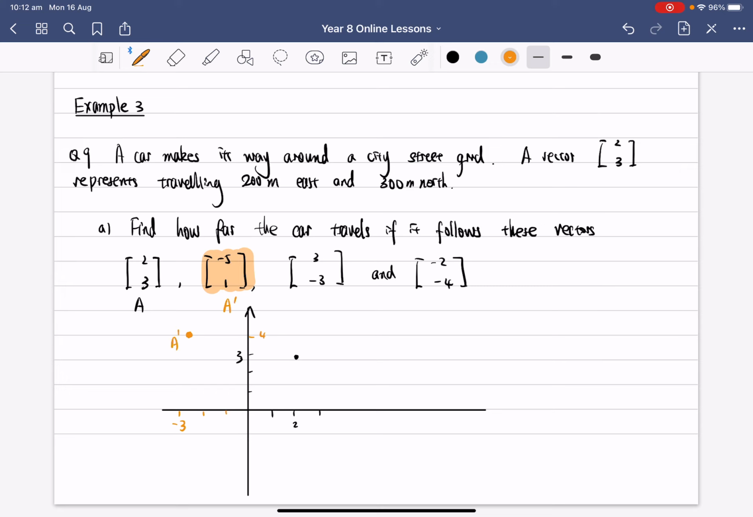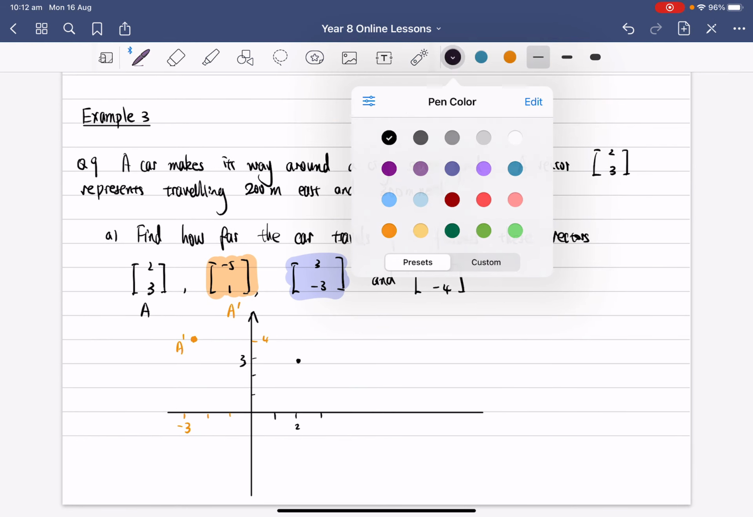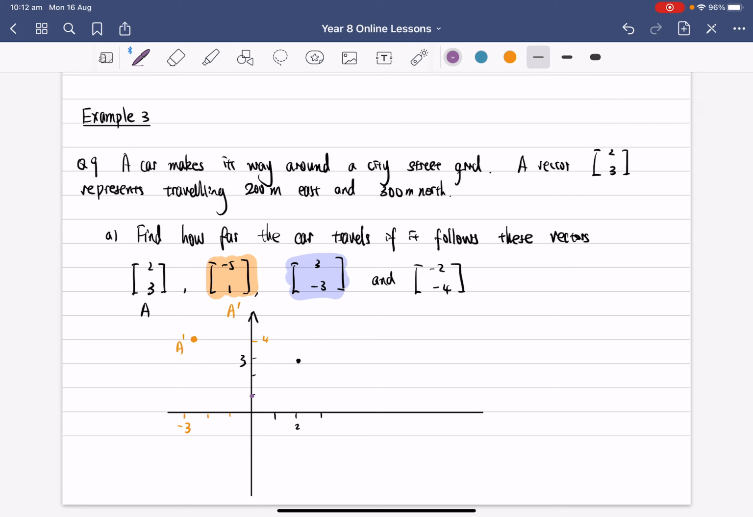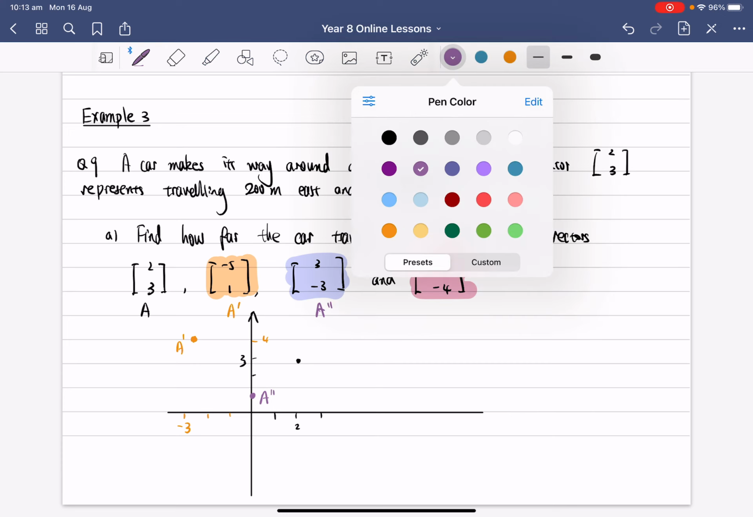After this, the car is traveling 3 units or 300 meters to the right, 1, 2, and 3, and then 300 down, 1, 2, and 3. Now the car is at this point, so let's label this again as a double dash. Finally, we look at the final position, which is -2 and -4.